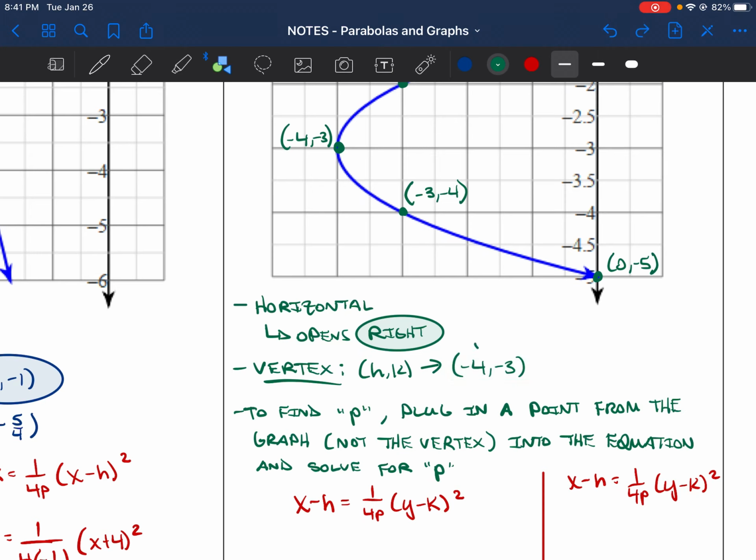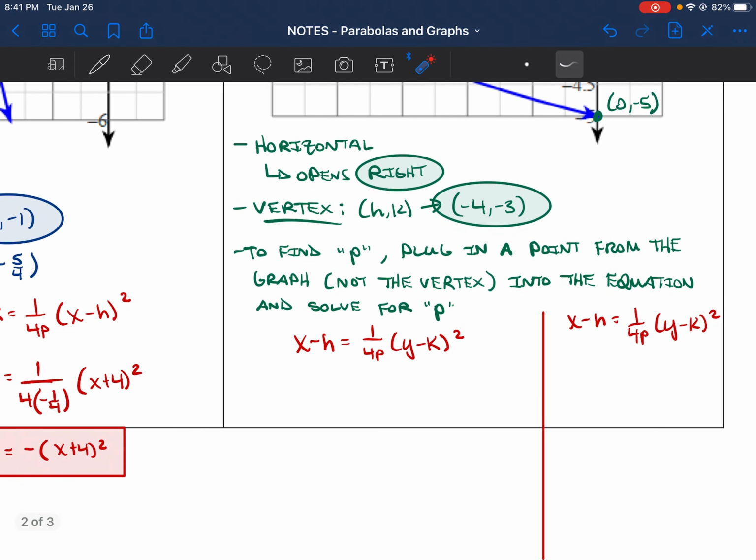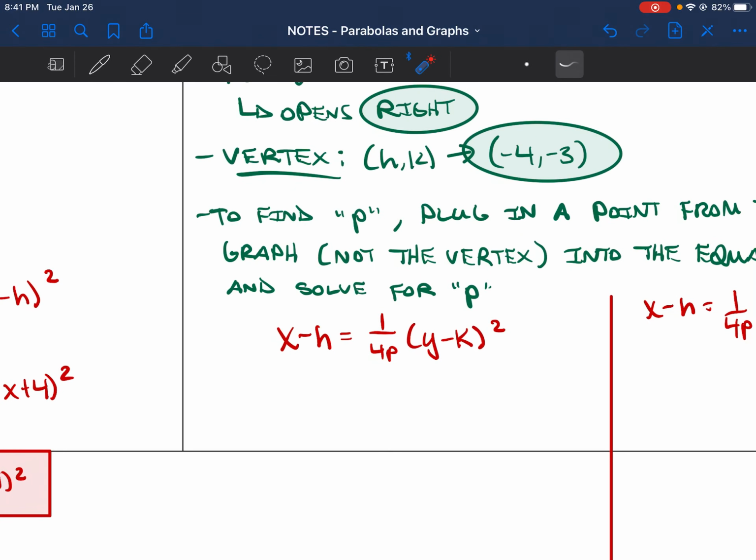And then again, let's remind ourselves what we're going to do here. To find p, we're going to plug in a point from the graph, a point, by the way, that can't be the vertex. If you plug in the vertex, you're just going to get a bunch of zeros. So plug in a point from the graph that's not the vertex into the equation and solve for p. So the equation of a horizontal parabola is right here. We know that h is -4, we know k is -3.